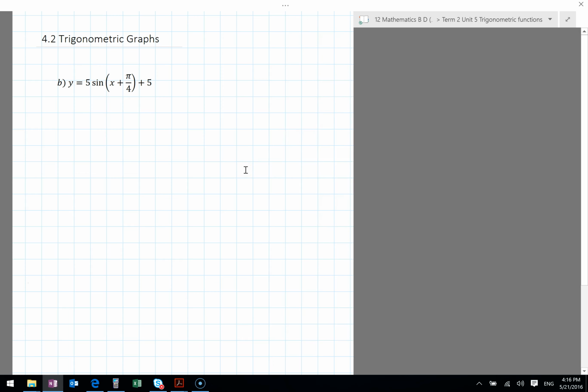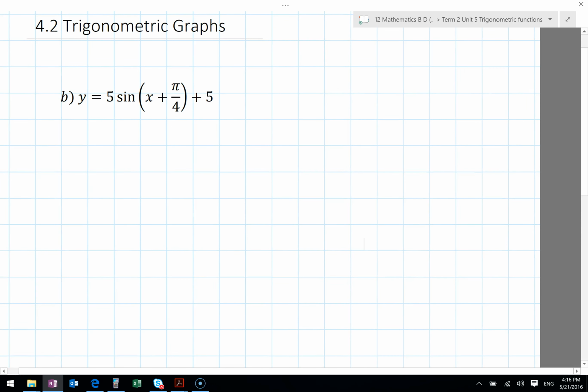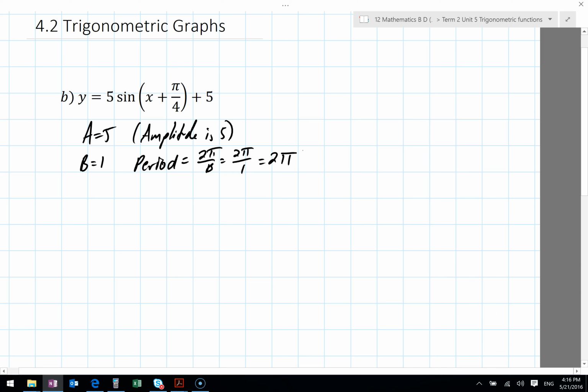Okay, one more graph. I'll just do it in the simplified form. So I've got a equals 5, so my amplitude is 5. I have b equals 1, so my period is 2 pi on b, or 2 pi on 1. My period's 2 pi. I have c equals pi on 4. So this is a horizontal translation of pi on 4 radians. And d equals 5, vertical translation.